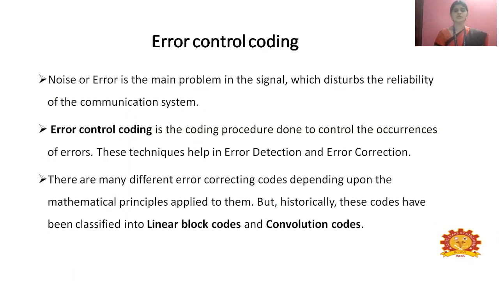Error control coding. Noise or error is the main problem in the signal which disturbs the reliability of the communication system. So error control coding is the coding procedure which is used to control the occurrences of errors. These error control coding techniques help in detecting and correcting the errors introduced by the channel. There are different types of error correcting codes depending upon the mathematical principles applied to them. But historically, these codes have been classified into linear block codes and convolutional codes.